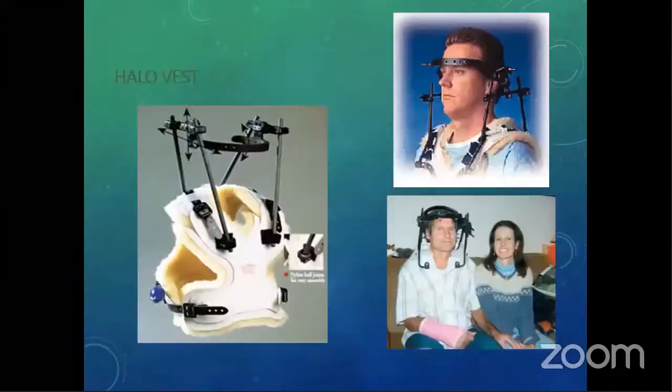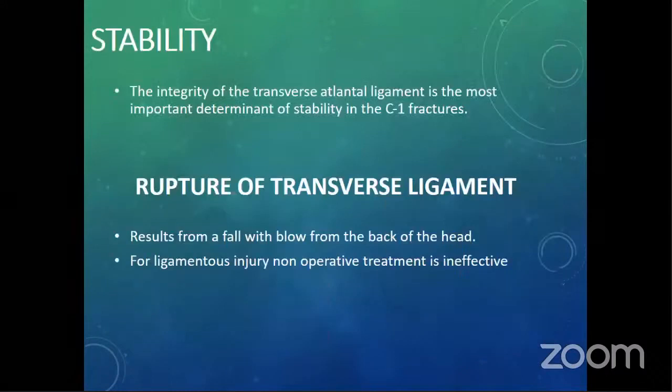So these are the different collars and halo vest that are available for rigid immobilization of the cervical spine. Okay, so the stability and integrity of the transverse atlantal ligament is the most important determinant of stability in C1 fractures. The rupture of a transverse ligament actually results from a fall with a blow from the back of the head. For ligamentous injury, non-operative treatment is ineffective in the majority of cases. So one must keep this in mind: whenever the ligamentous injury is present in the atlas fracture, the non-operative treatment is ineffective.